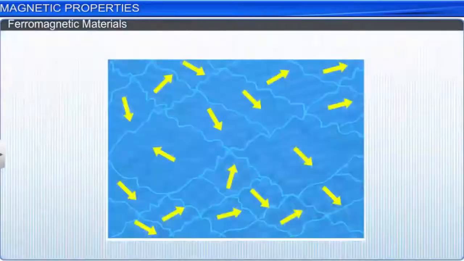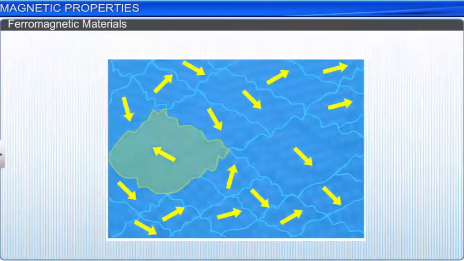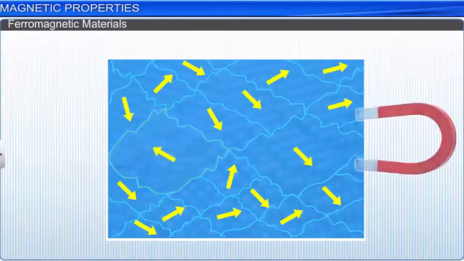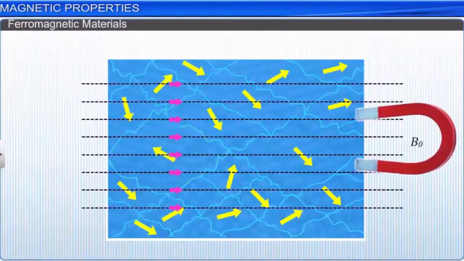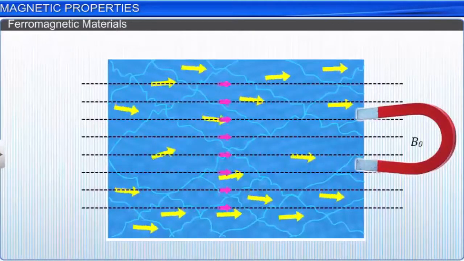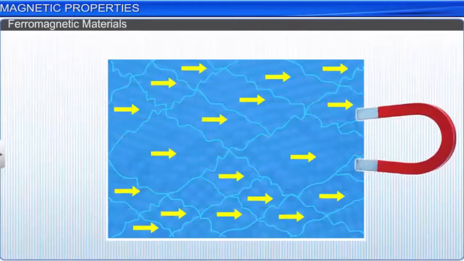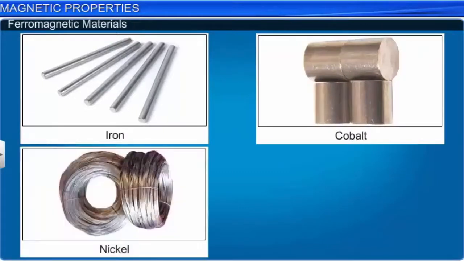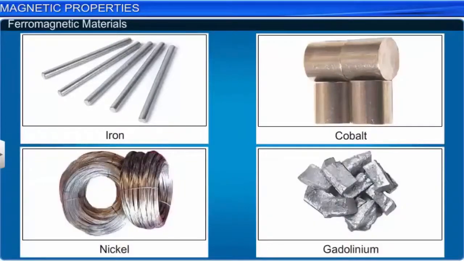In solid state, the metal ions of ferromagnetic substances are grouped together into small regions called domains. Thus, each domain acts as a tiny magnet. When the ferromagnetic substance is placed in a magnetic field, all the domains get oriented in the direction of the magnetic field. Iron, cobalt, nickel, and gadolinium are some examples of ferromagnetic materials.